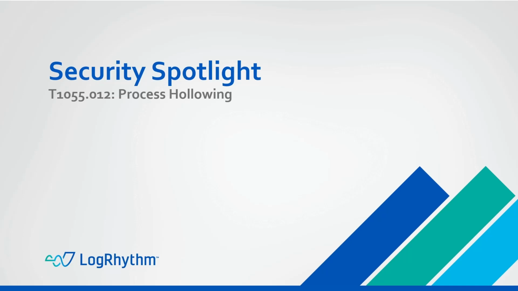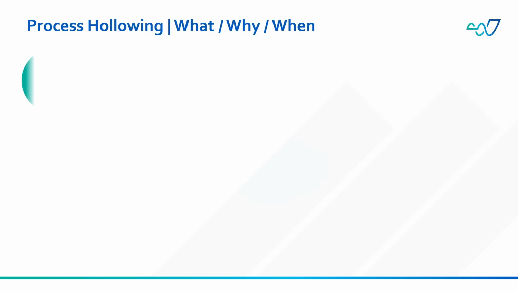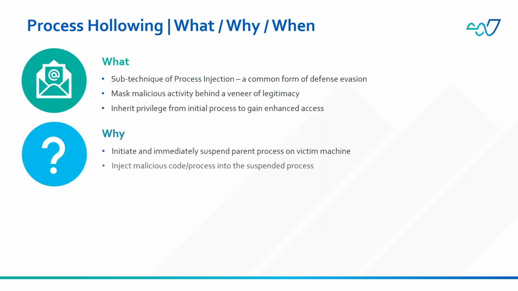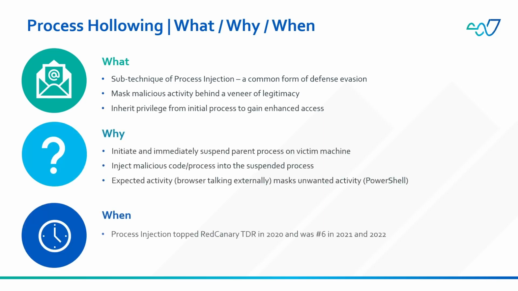This series is designed to provide quick visibility and understanding into the ways you can leverage the LogRhythm platform against a variety of threats. Today's Spotlight is a quick overview of an approach to monitoring for potential process injection techniques. Process hollowing is a sub-technique of process injection and is a form of defense evasion that looks to mask malicious activity by hiding behind a veneer of legitimacy.